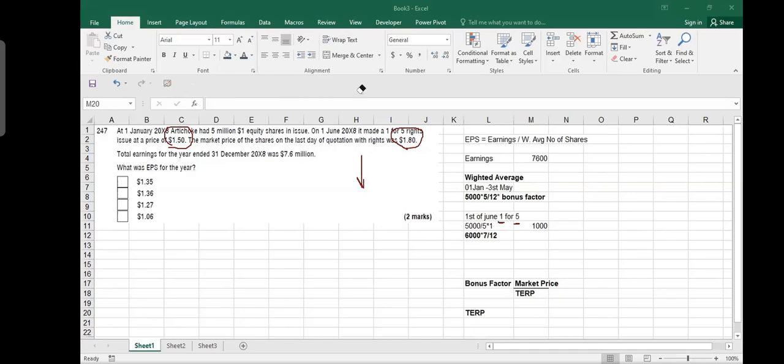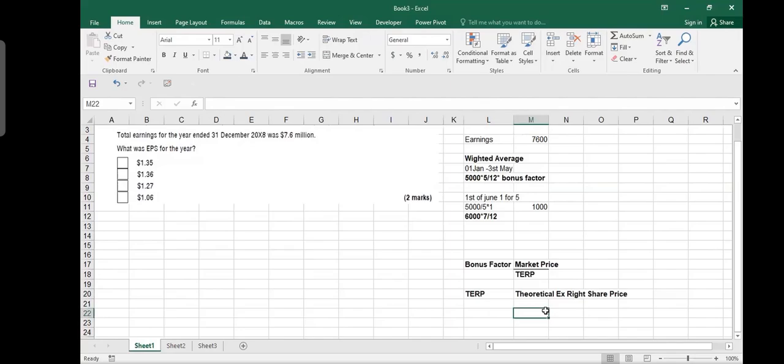So we call it TERP. TERP means theoretical ex-rights share price. Why do we call it theoretical? Theoretical means that what would happen in the market in reality we cannot know, but mathematically, logically, rationally, this is how much it should be. When I say theoretical, it means that based on the calculation, it should be like this. What it will be in the market, we don't know. So how do you calculate it?